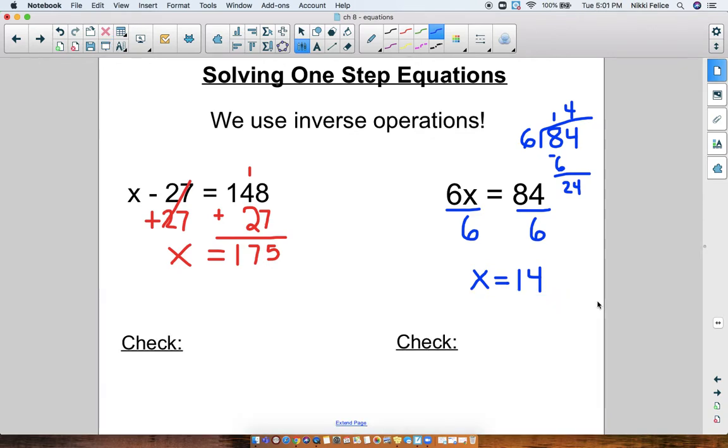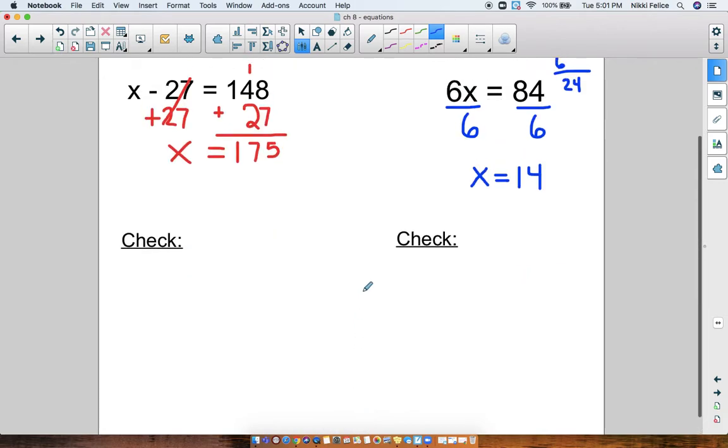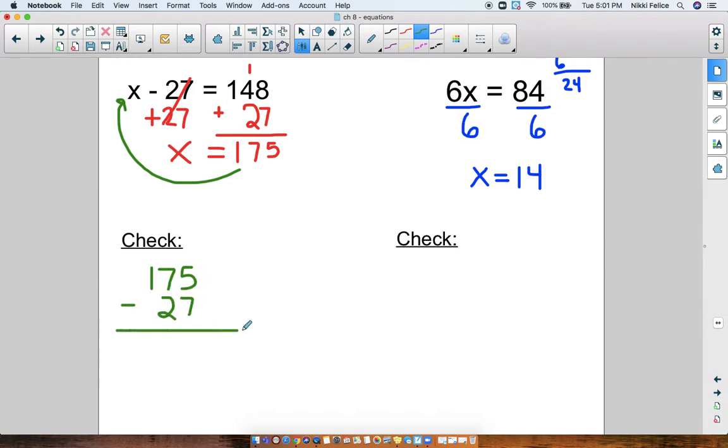Now, of course, we need to go back and check our answers. How do we do that? Well, we plug whatever answer we got right back in there. So we figured out that x equals 175. So if this is the right answer, that means when we plug it back in here, 175 minus 27 should equal 148. Let's find out. 175 minus 27, and that should give us the answer of 148. And it does, so we got the correct answer.